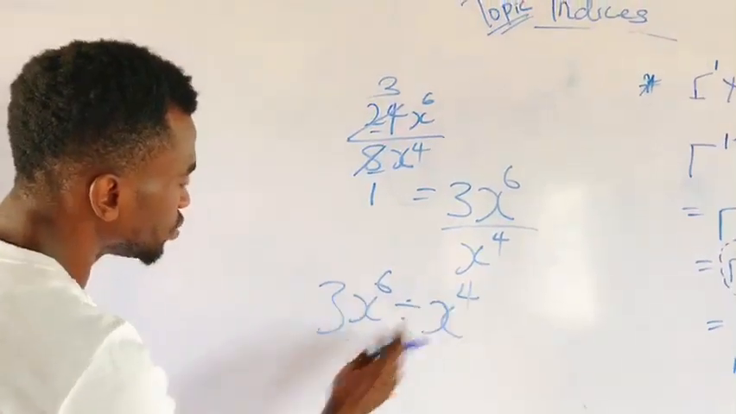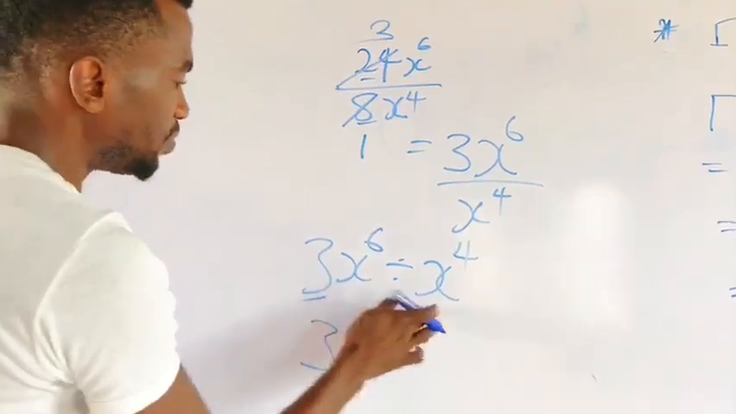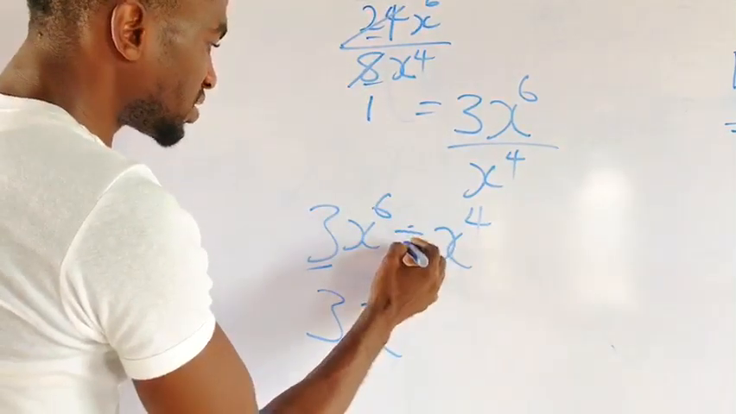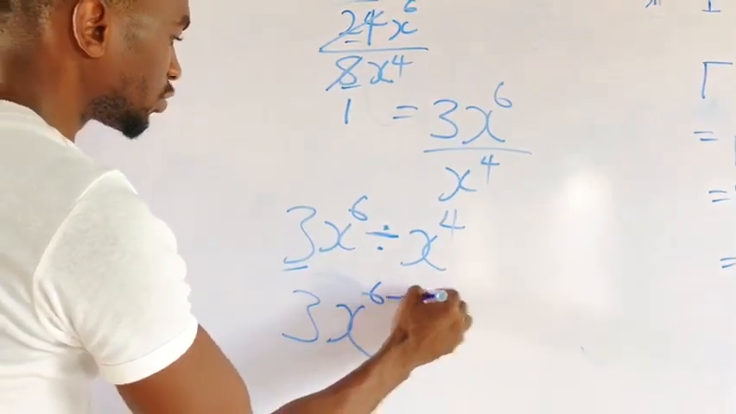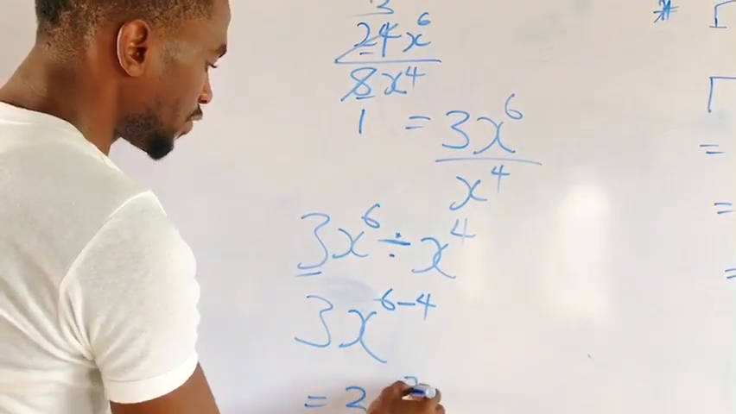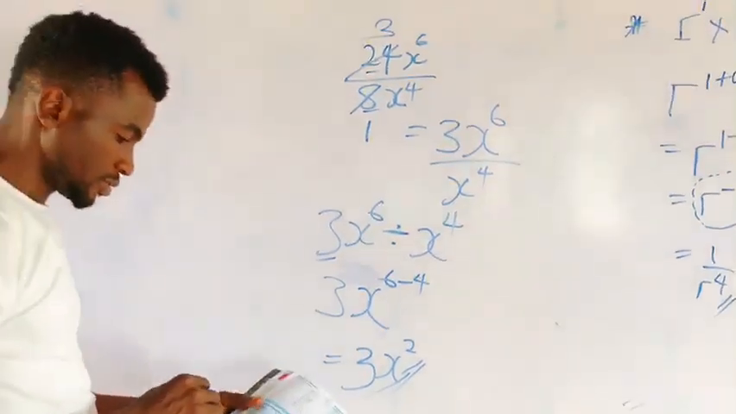So this is equal to 3. This is a constant. So we pick one of the base since they are the same. This is x. Then we subtract their powers since this is linked together by minus. So this will be 6 minus 4. We have this to be equal to 3x raised to the power of 2. Do you understand that? Alright.